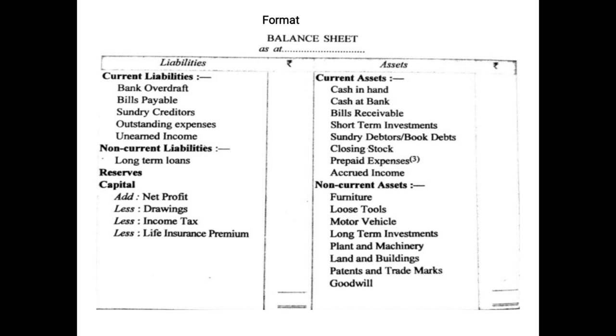After that, we have shown non-current assets or fixed assets, means those assets which cannot be easily converted into cash within 1 year without any loss. For example, furniture, loose tools, motor vehicle, long-term investments, plant and machinery, land and buildings, patents and trademarks, goodwill. Patents, trademarks and goodwill we also discussed while discussing the chapter double entry system. So as you can see, all the chapters are interrelated. Therefore, I keep on asking you to revise all the chapters which we have discussed till now.